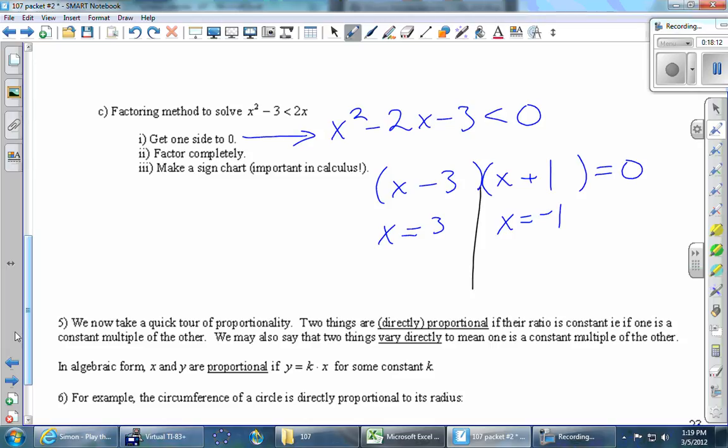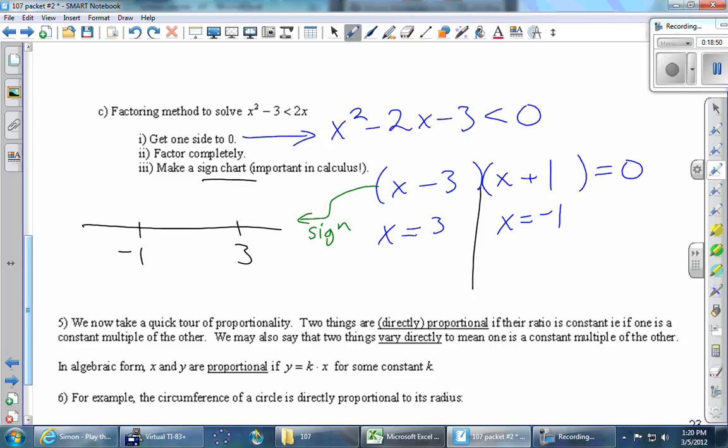But if you don't have a picture, you use this thing called a sign chart. And again, it's not the focus of this course. I don't think I'm even going to ask you to do it once, but I do want you to have seen it. So let's make a sign chart. I've got -1 and I've got 3. And what we're going to do is figure out what the sign of x minus 3 times x plus 1 is for different values of x. For example, let's pick a number bigger than 3.